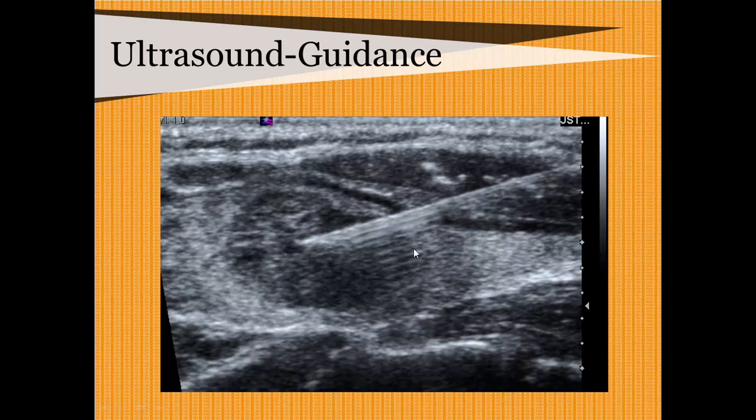You can see a nice comet tail artifact. What kind of artifact is this? Think about that. You can go back and look. So you've got your needle here, and there's the tip of your needle. You can even see the lumen of the needle right here. There's a mass right here. I'm going to go in and we're going to sample by jiggling the needle inside and grabbing some cells to send off to the lab.